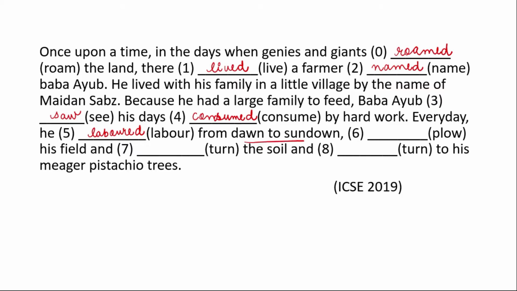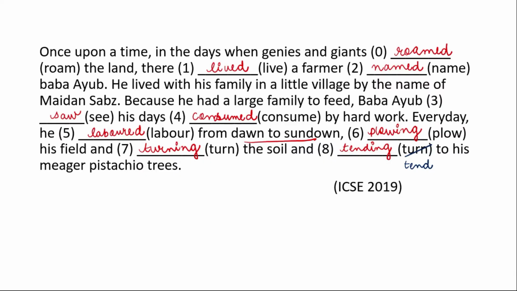He labored from dawn to sundown, dash his field. So from dawn to sundown, what action was he doing? He was plowing, P-L-O-W-I-N-G. Plowing his field and turning the soil. That is also an action. Turning the soil and... Okay, sorry, there has been a typing error here. So it is tend, so it will be tending. Since there was a mistake here, unfortunately, you can give yourself a grace mark of 1. And tending to his meager pistachio trees.